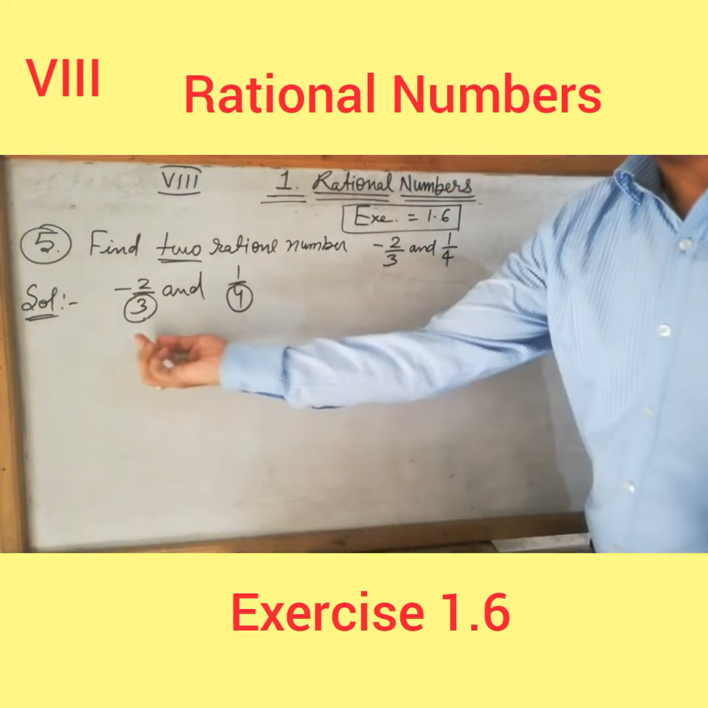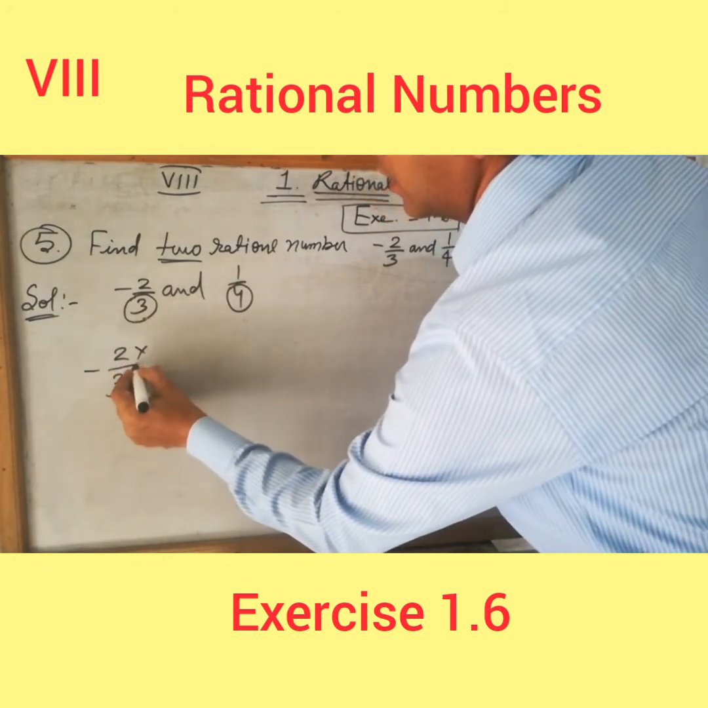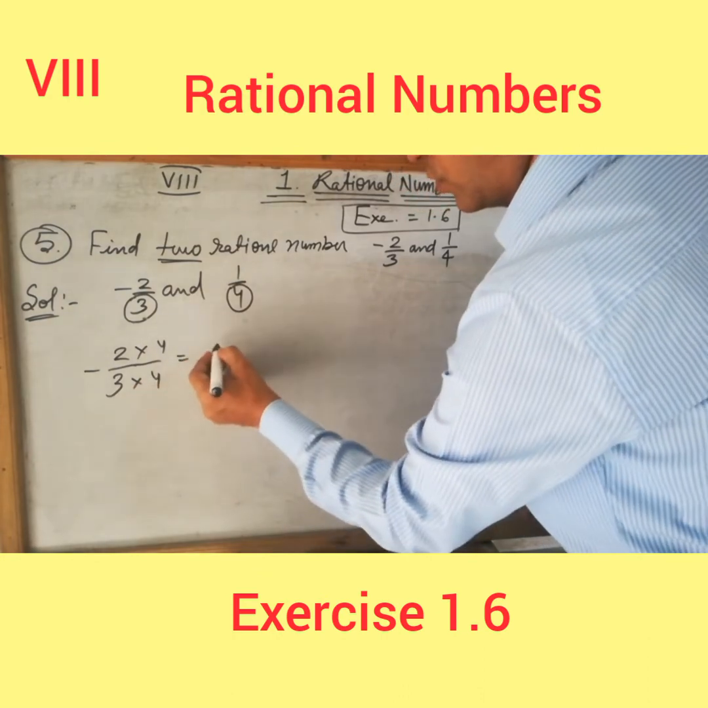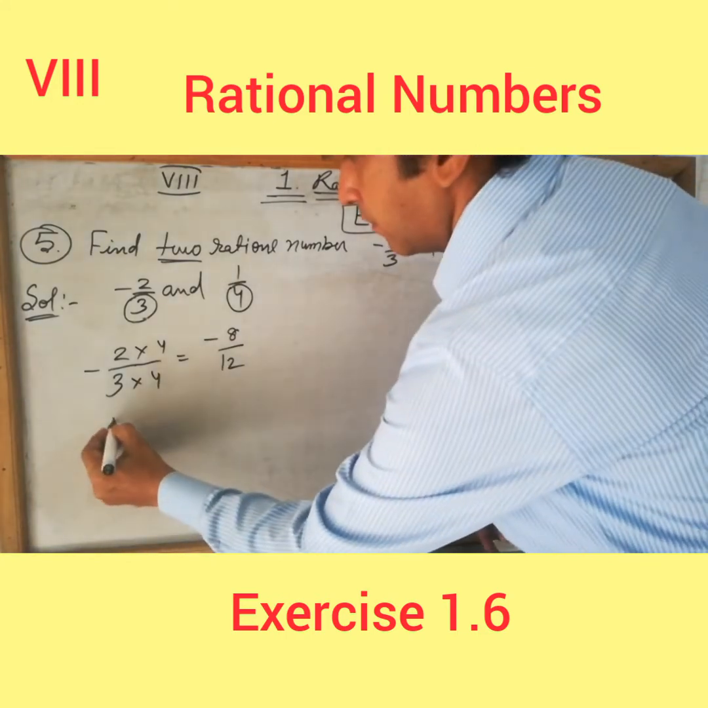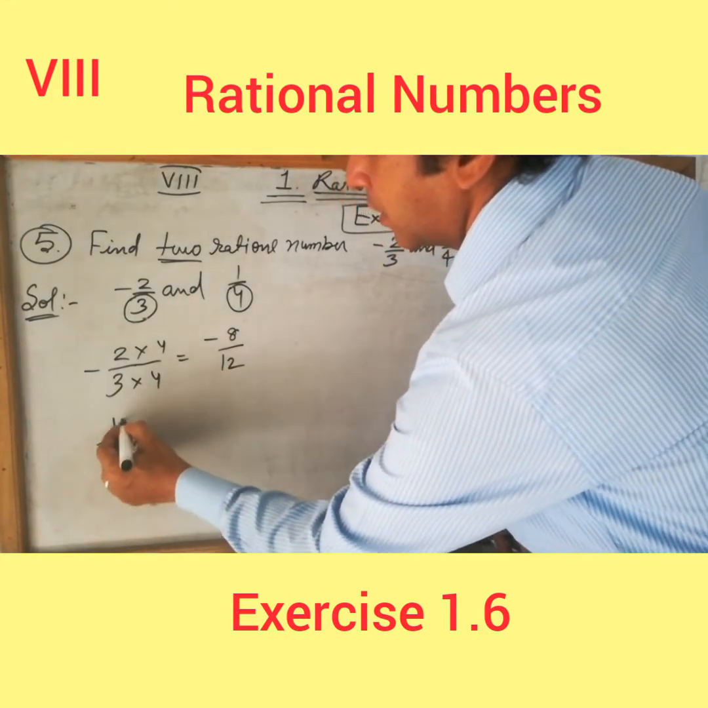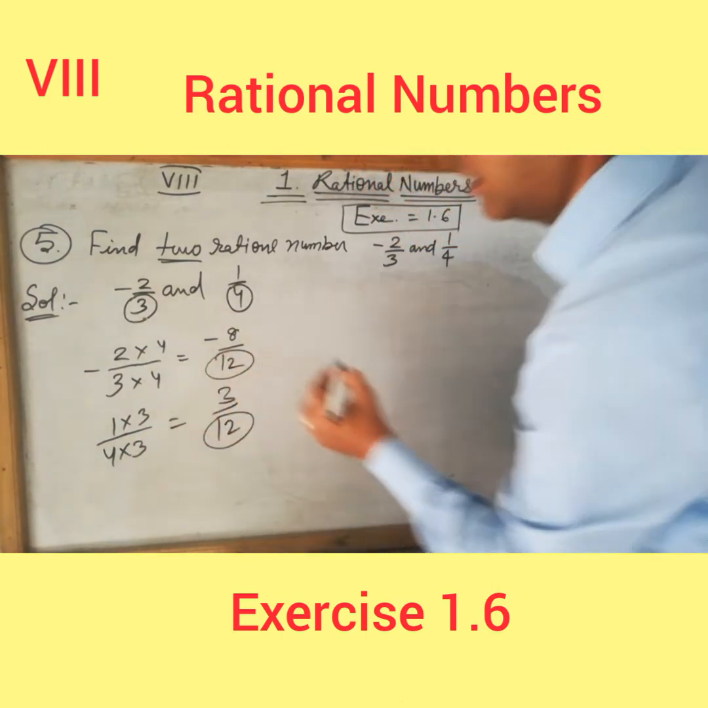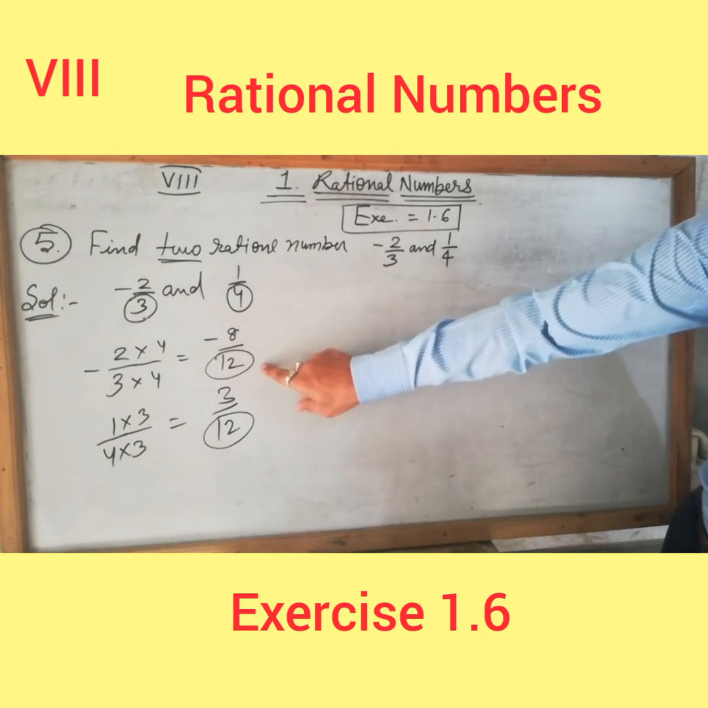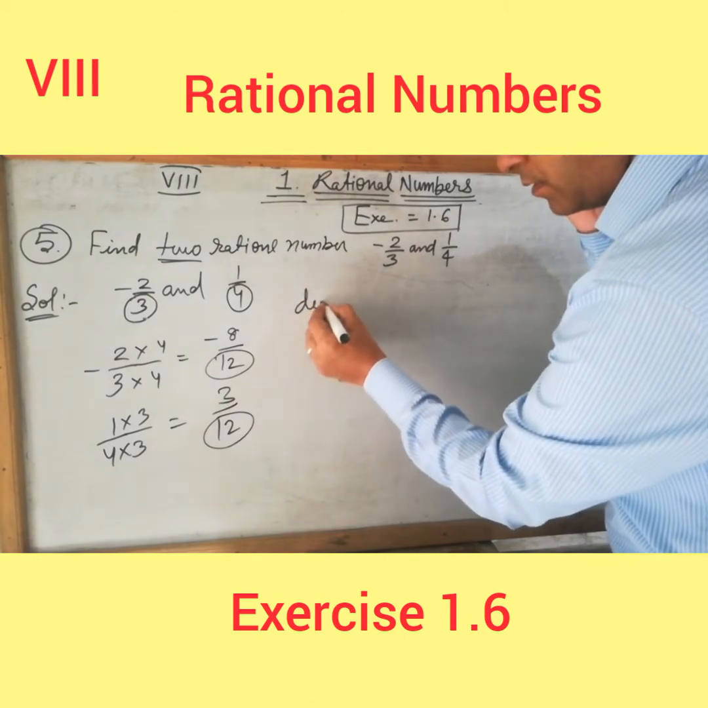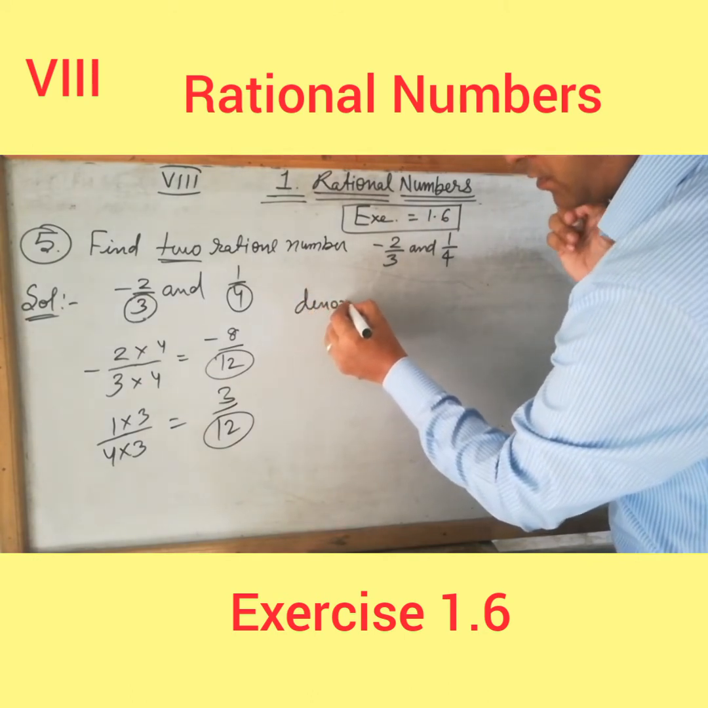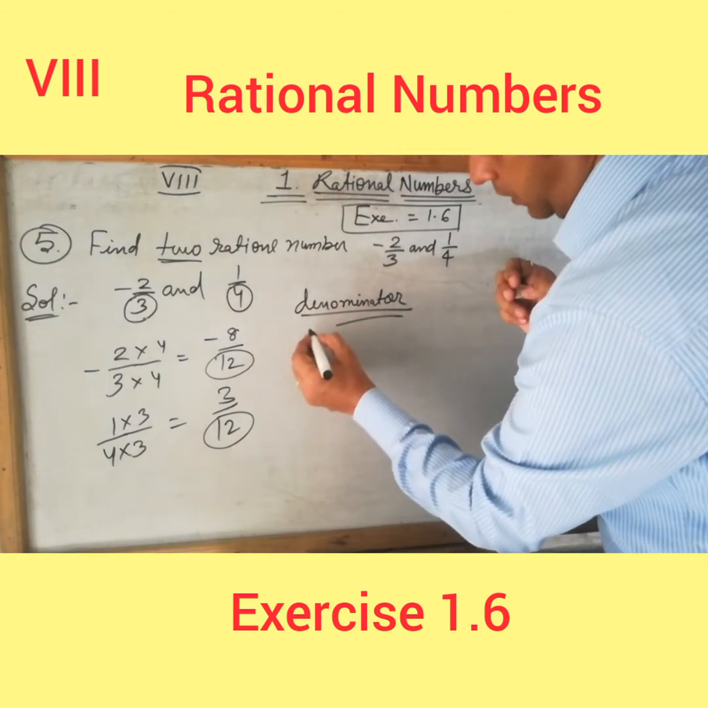So what we will do: minus 2 upon 3 is multiplied by 4 and 4, so you will get minus 8 upon 12. And then 1 upon 4 is multiplied by 3 and 3, so you get 3 upon 12. So what have we found? We have just found minus 8 upon 12 and 3 upon 12. The denominators are the same. Denominators should be the same.